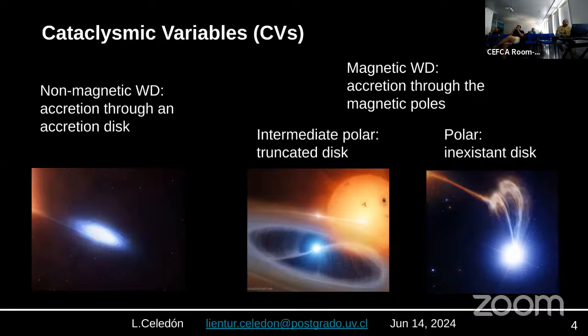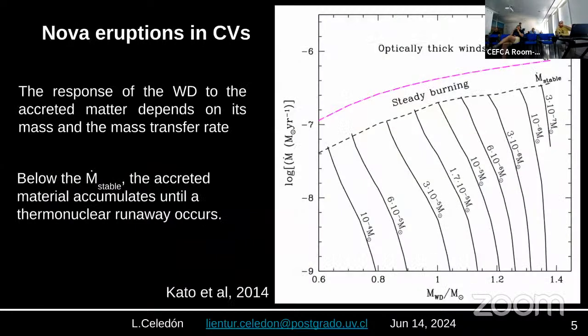Whatever the case may be, the response of the white dwarf to the accreted matter will depend on its mass and the mass accretion rate. This diagram is from Cardo et al. and shows what happens with the accreted matter. If the system is in this region that is called steady burning, then the accreted hydrogen will immediately burn into helium, effectively increasing the mass of the white dwarf. But if not, and the system is below this line, called the end of the stable regime, the matter will be accreted until enough has accumulated on the surface to ignite the thermonuclear runaway process.